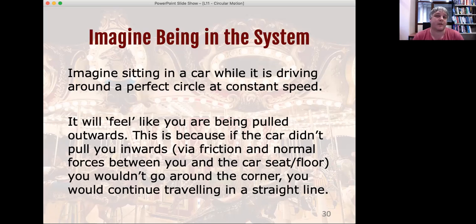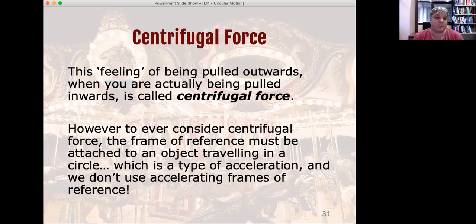And in fact, that's one of the reasons that people think when you let an object go, it'll fly away from the center, because that's what it feels like. It feels like you're being pulled away from the center. But in reality, it's just that centripetal force that's being used to change your velocity direction. You still have velocity in the tangential direction, and that's the direction you would go if that centripetal force suddenly stopped. That feeling of being pulled outwards, even though you're actually being pulled inwards, is called centrifugal force.